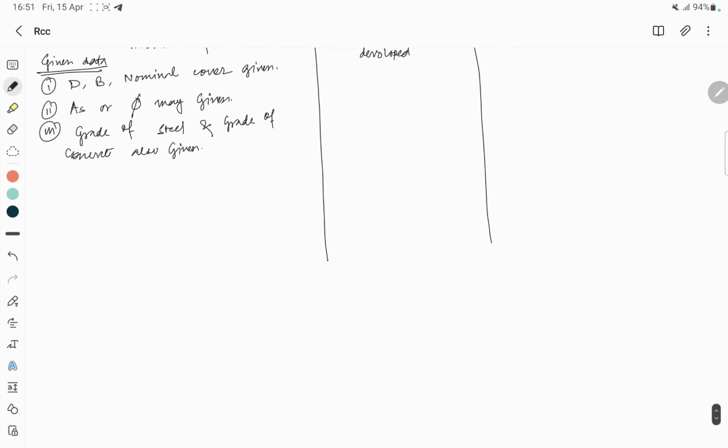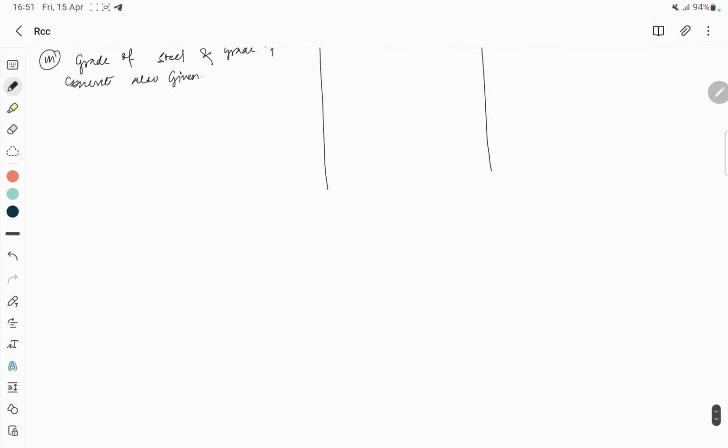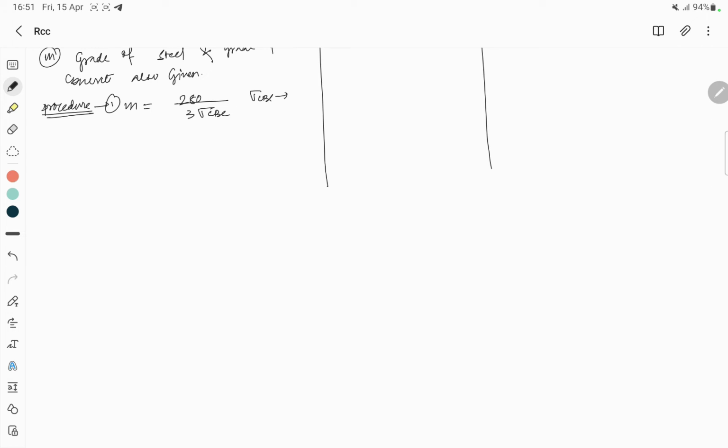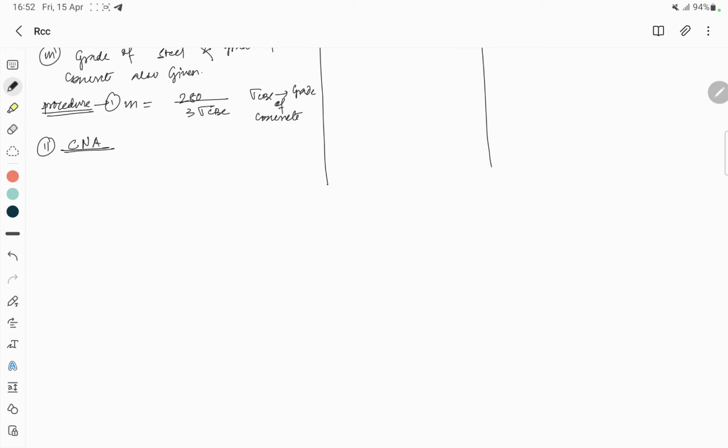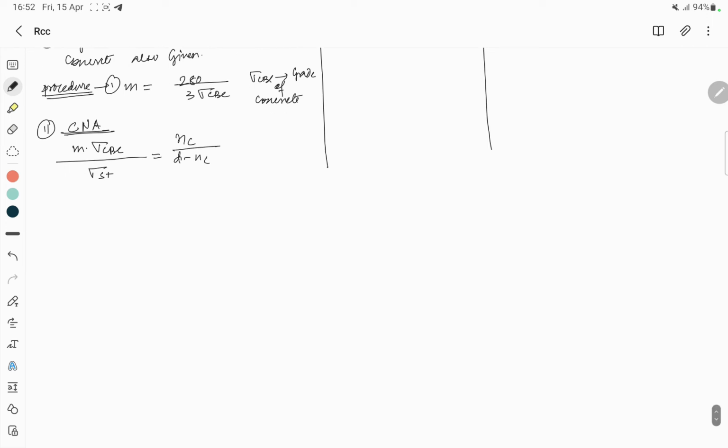Now the question is, how should I find the moment of resistance? So in that procedure, first we find the modular ratio, that is equal to 280 by 3 sigma CBC, and this sigma CBC you find from the grade of concrete. Okay, now we find the critical neutral axis, that is m sigma CBC divided by sigma ST equal to NC by D minus NC. So from this, NC is the critical neutral axis.